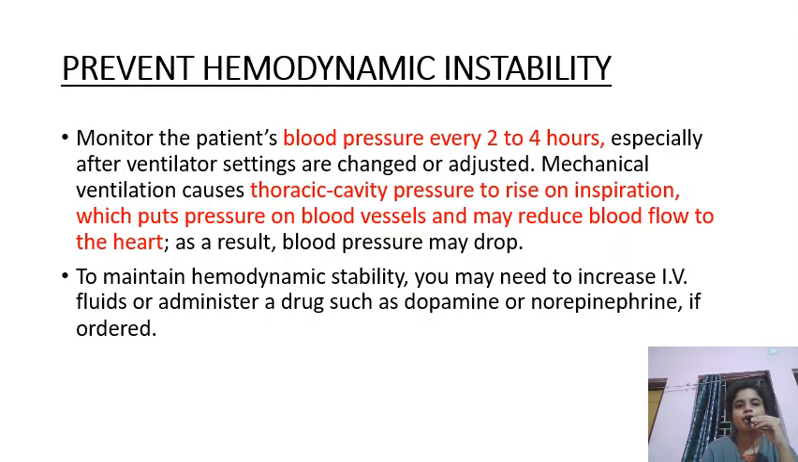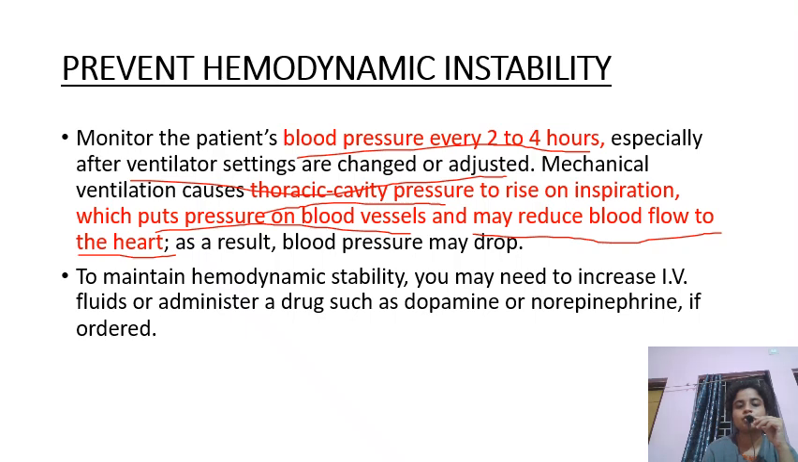Coming to prevent hemodynamic instability. Monitor the patient's blood pressure every 2 to 4 hours, especially after ventilator settings have been changed or adjusted. In mechanical ventilation, as these are positive pressure ventilators, the thoracic cavity pressure may be more. When the intrathoracic pressure is more, what happens? It puts pressure on the blood vessels and can reduce the blood flow to the heart.